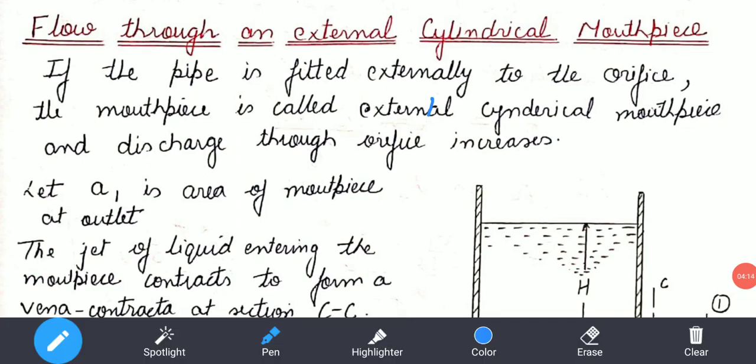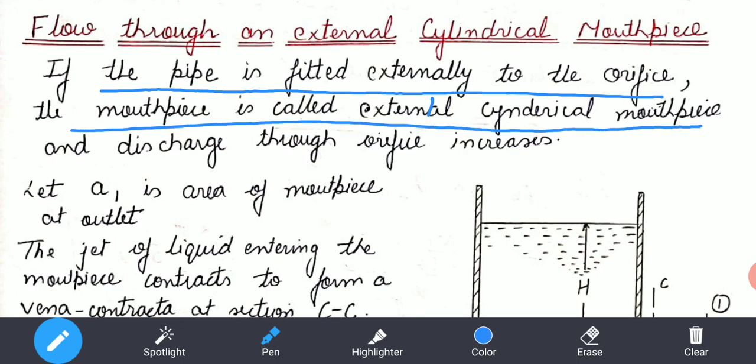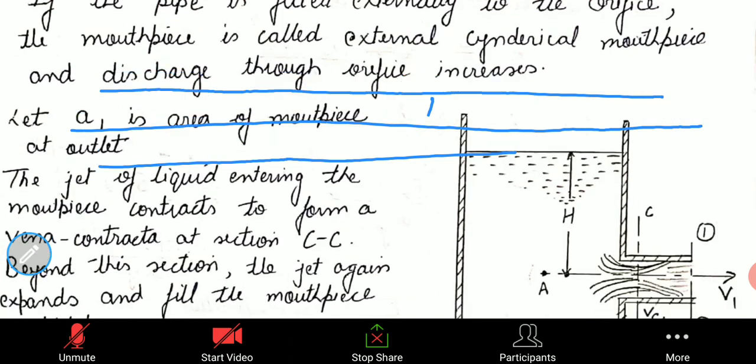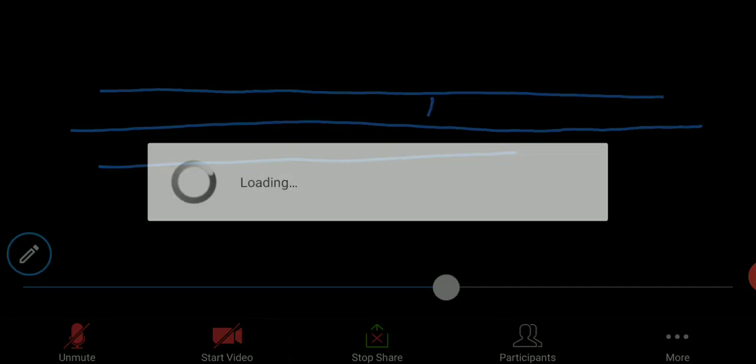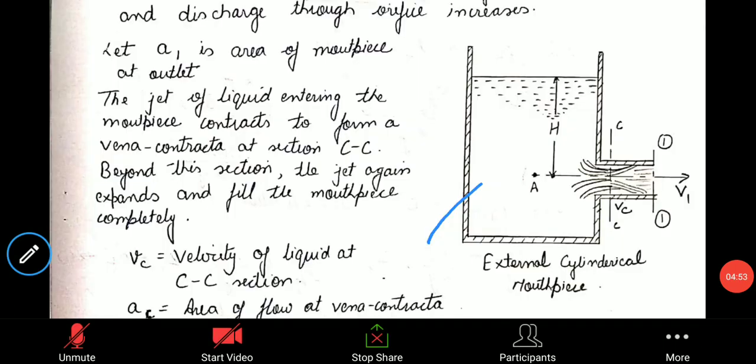Now we will start with flow through an external cylindrical mouthpiece. The first classification, based on position, told you about external mouthpiece and internal mouthpiece. First of all, we will discuss the external cylindrical mouthpiece. The definition I already told you. If the pipe is fitted externally to the orifice, the mouthpiece is called an external cylindrical mouthpiece, and the discharge through the orifice increases. In this case, discharge increases. I will show you with a diagram here.